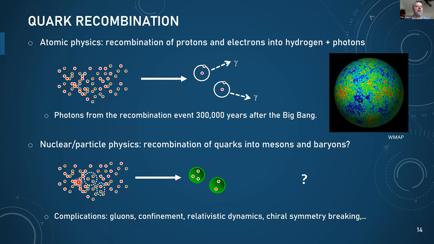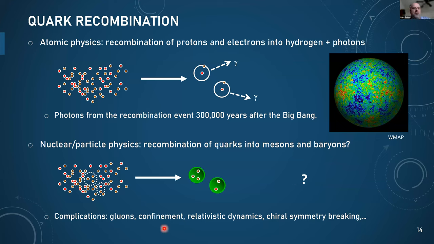So if we have that, why not just calculate the probability that, say, these three quarks here combine into a baryon, just like if you take a proton and electron, you can calculate the probability that they form a hydrogen, right? And you can do the same for q qbar to form mesons and so on. So can we do that? This would be called quark recombination or quark coalescence. If you hear coalescence or recombination, I basically use them as equivalent terms in this lecture. So it's a nice idea, right?